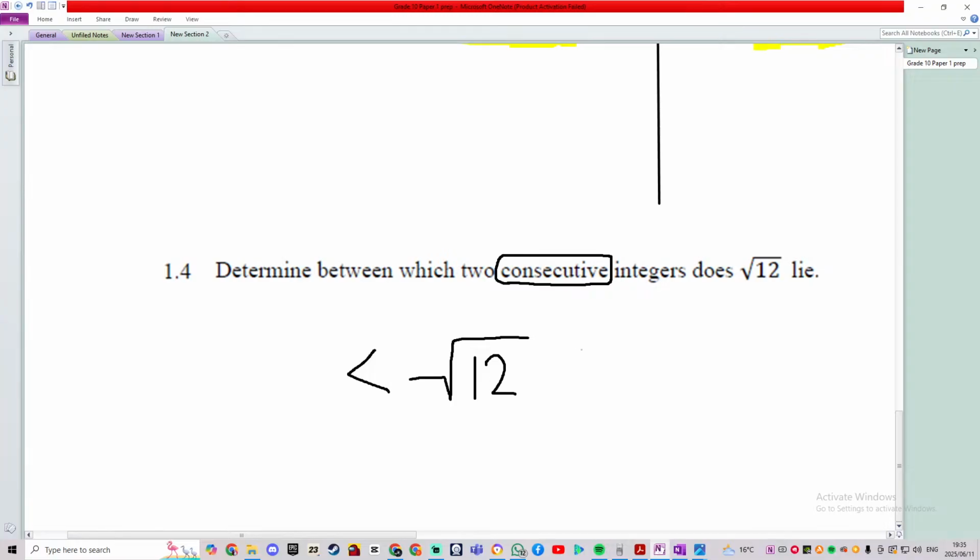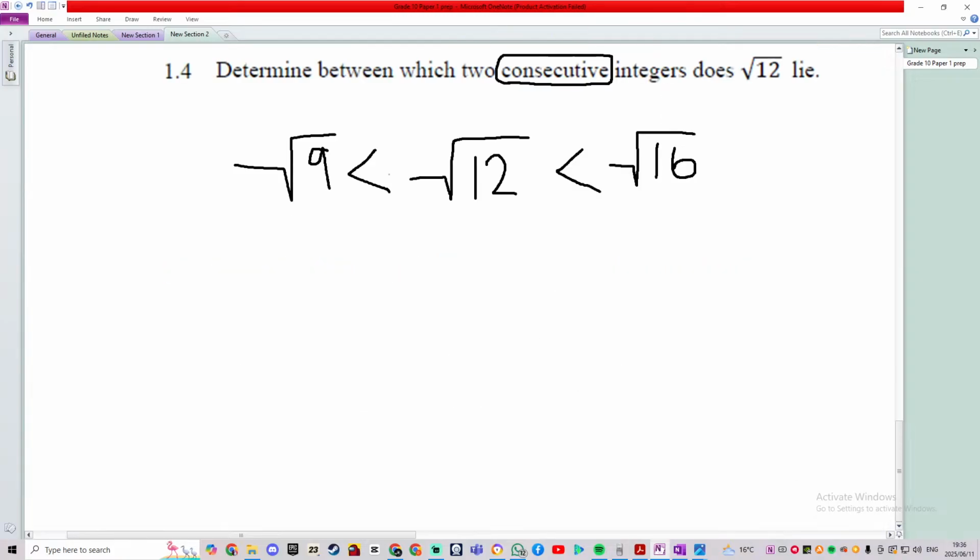So what I do for this type of question is ask myself which square root before and after 12 can I find? I'm just going to do the official method here. Before 12, I can find the square root of 9. And after 12, I can find the square root of 16. So on the left, the smaller square root that I can find, and on the right, a bigger square root that I can find.